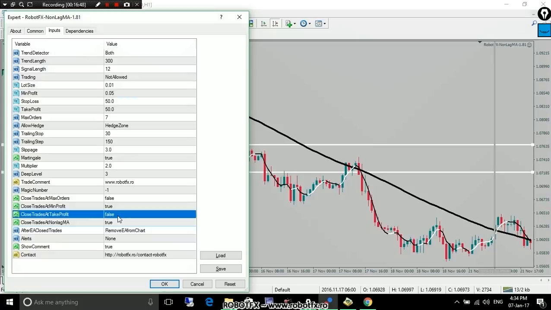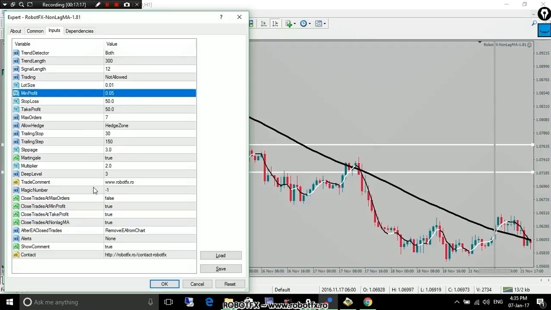And there's also the option to close trades at take profit. If you set this to true, again, this applies to both baskets and single trades. It applies to baskets basically, because for single trades it doesn't matter. A single trade will be in profit at the take profit line. However, a basket of trades will close at the take profit line if, again, the sum of their earnings at that point will be bigger than minimum profit.